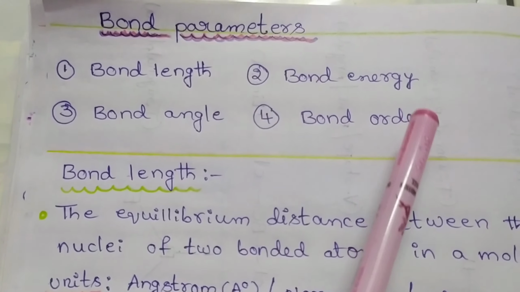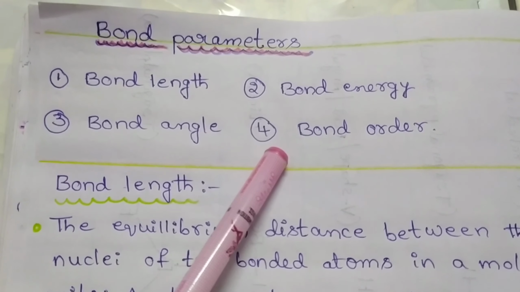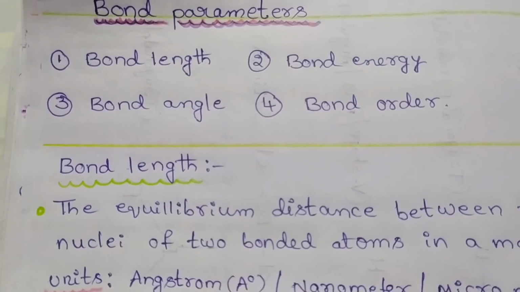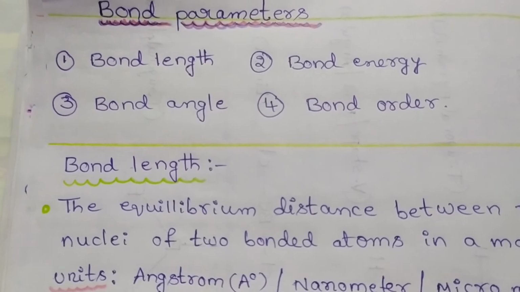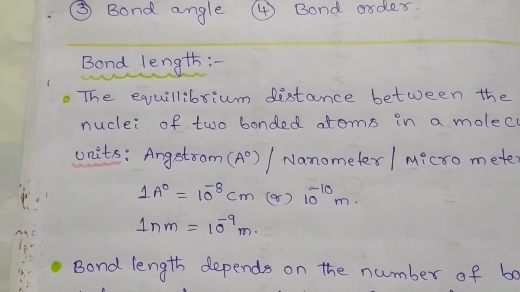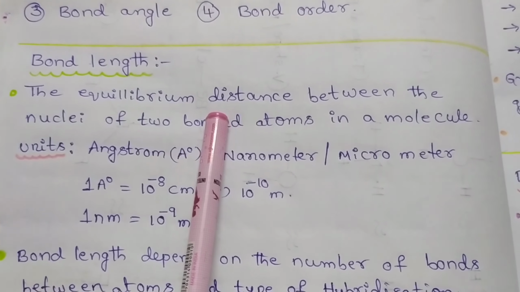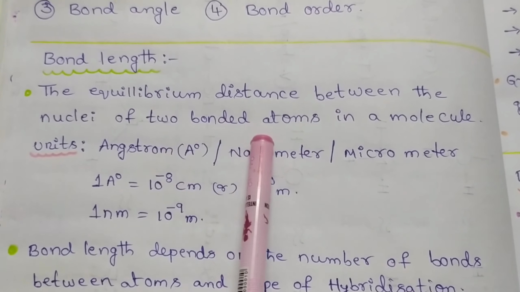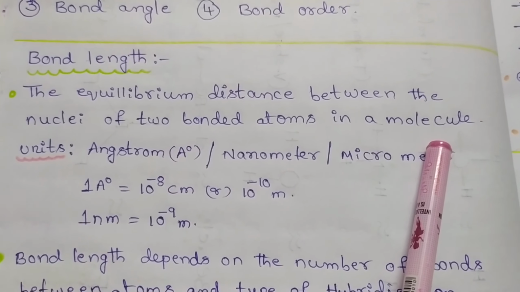By knowing the information about these four bond parameters, we can explain the detailed information of a molecule regarding their bond length, bond energy, bond angle and bond order. First, we discuss one by one here. Bond length. What is meant by bond length? The equilibrium distance between the nuclei of two bonded atoms in a molecule is called bond length.